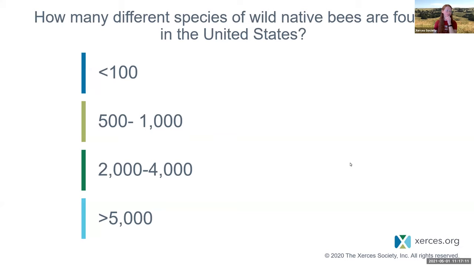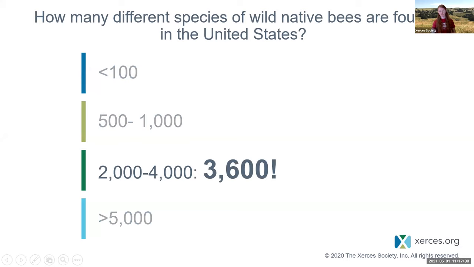Ooh, it looks pretty close here. Lots of people are voting between 500 and 1,000 and 2,000 and 4,000. So the right answer is 2,000 to 4,000. So there are actually, let me get back to my slide here, about 3,600 different kinds of wild bees in the United States.